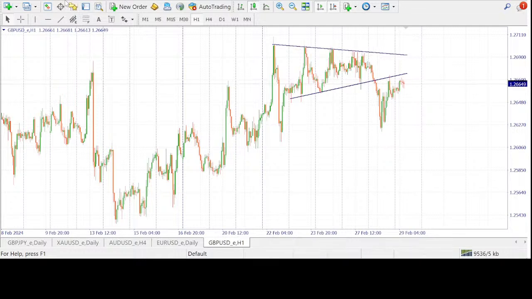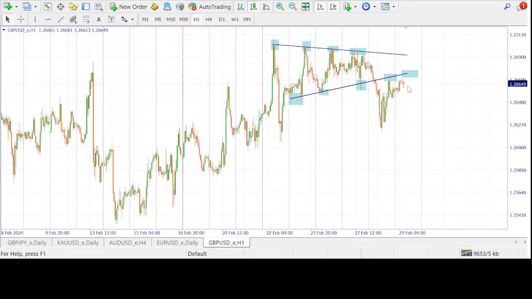You can see we had a very good converging wedge formation. This is a resistance. This is a resistance. And this is a resistance. This is a resistance. And then we have another support here. We have another support here. And then we have another support here. Then we have a resistance. And then we have a resistance here.